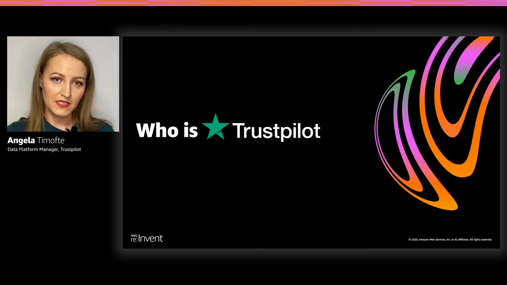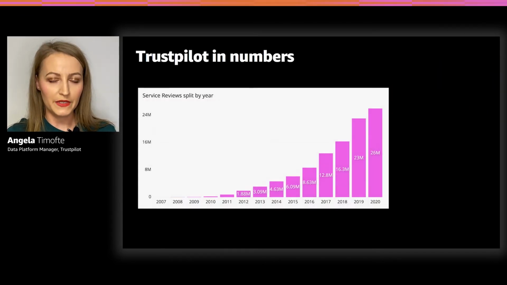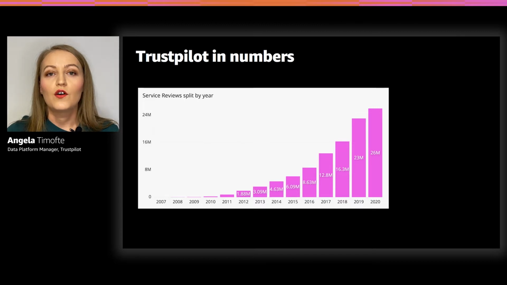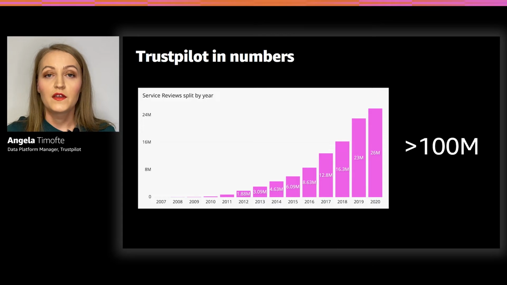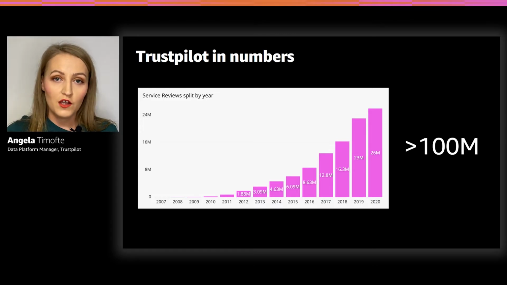But to understand better some of the tech decisions that we had to make, I want to share with you some numbers. And here I put together a chart where you can see the number of reviews that we've collected over time. The company was founded in 2007, and if you look around that time, we were not really getting that many reviews. But since then, the company has grown substantially. And now we are happy to say that we have more than 100 million reviews collected.